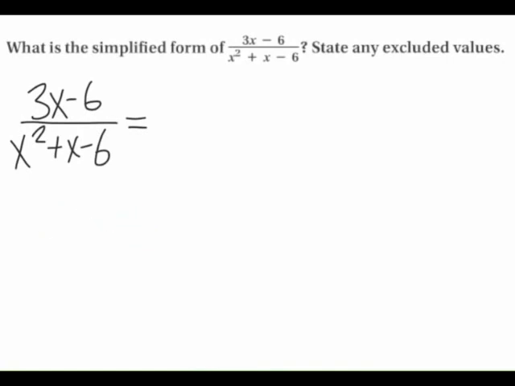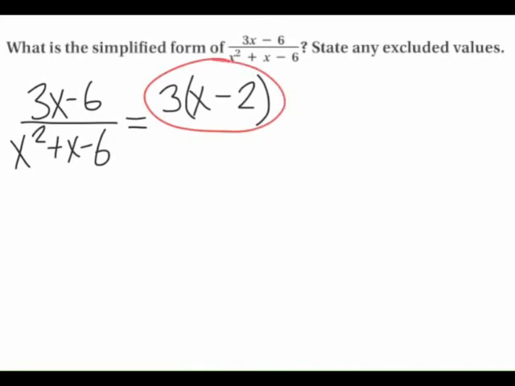All right, what can we factor from 3x and from negative 6? What is the GCF of the top of the fraction there? Well, it looks like we can factor out a 3, can't we? 3 times, it looks like x minus 2, right? So this is the factored form of the top of the fraction. Now let's look at the bottom of the fraction.